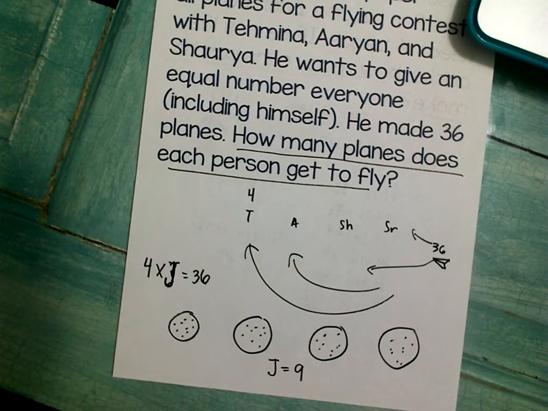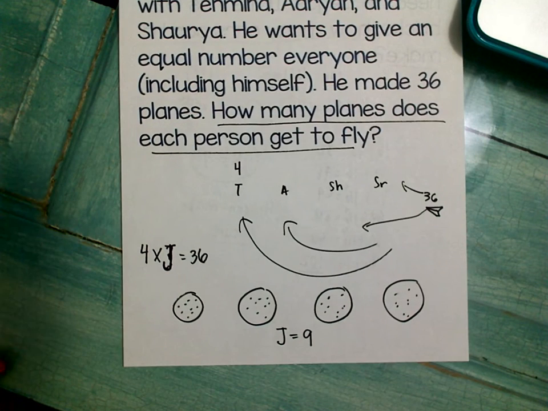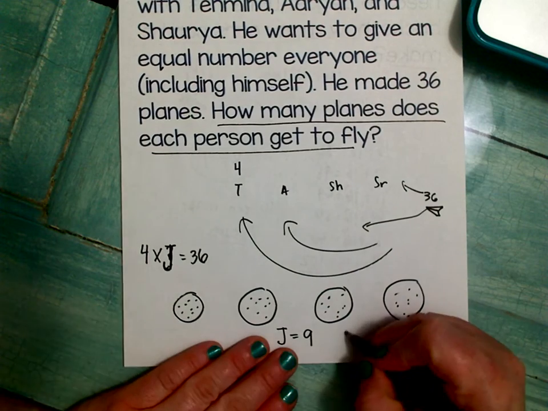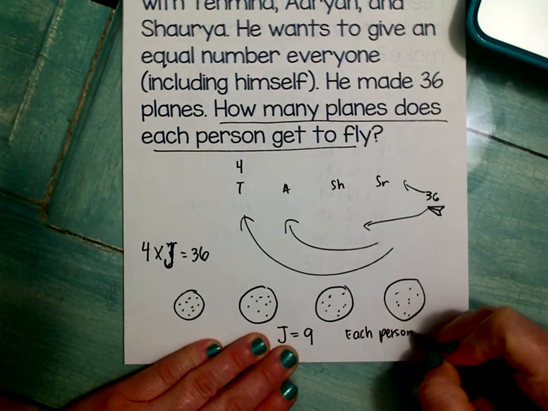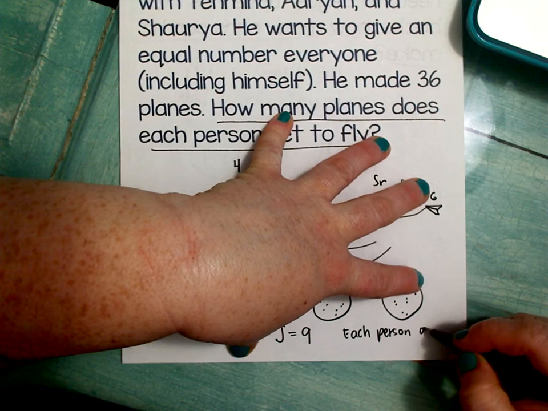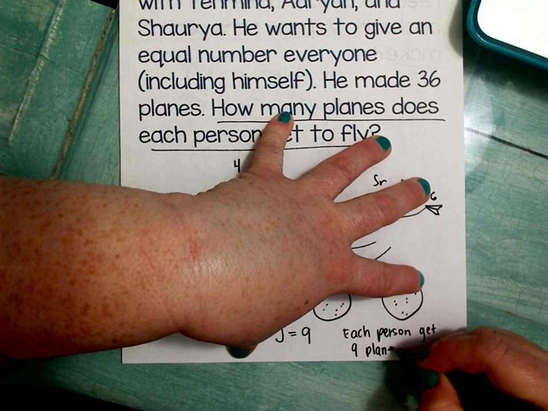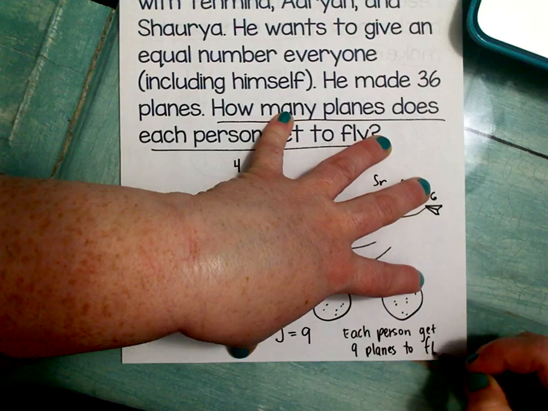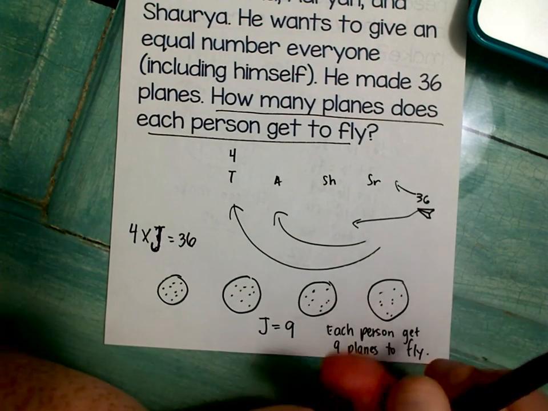And if you, in fact, are going to improve this, you might say, how many planes does each person get to fly? Each person gets 9 planes to fly. So I went ahead and improved it by actually answering the question that was asked.